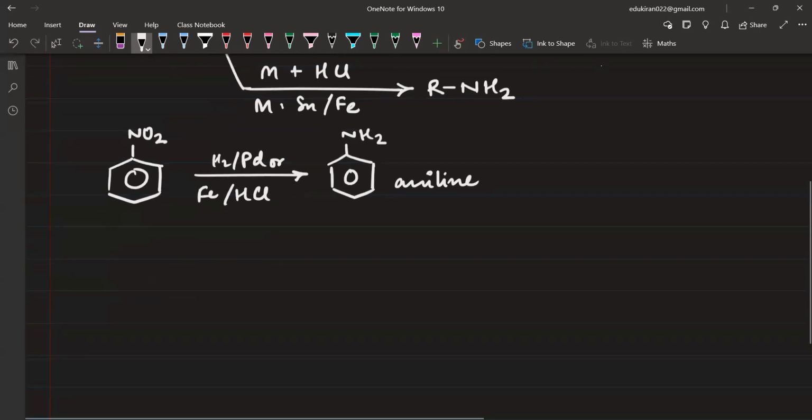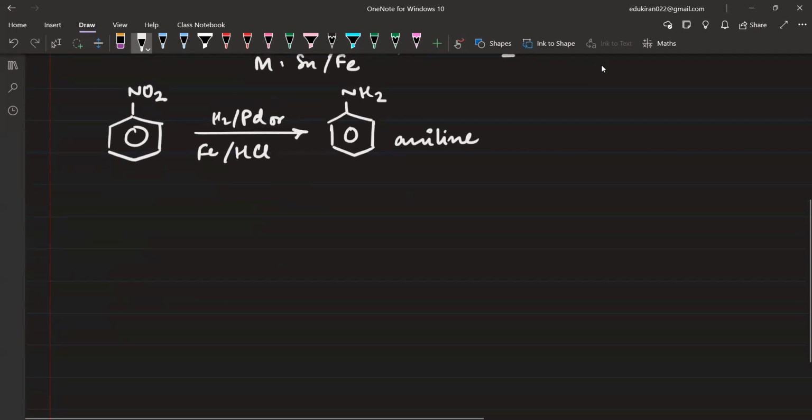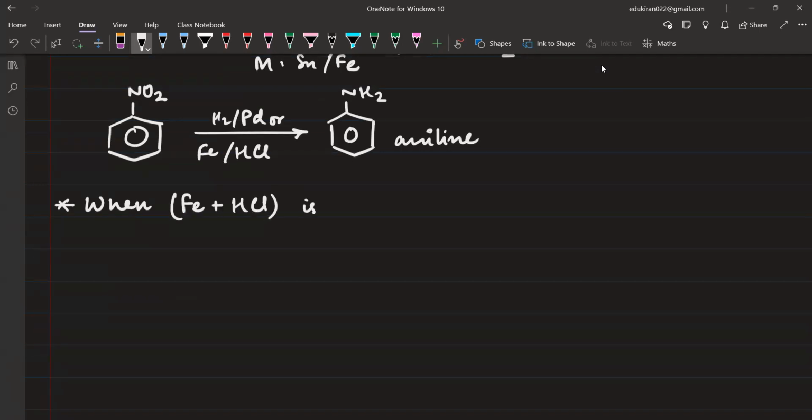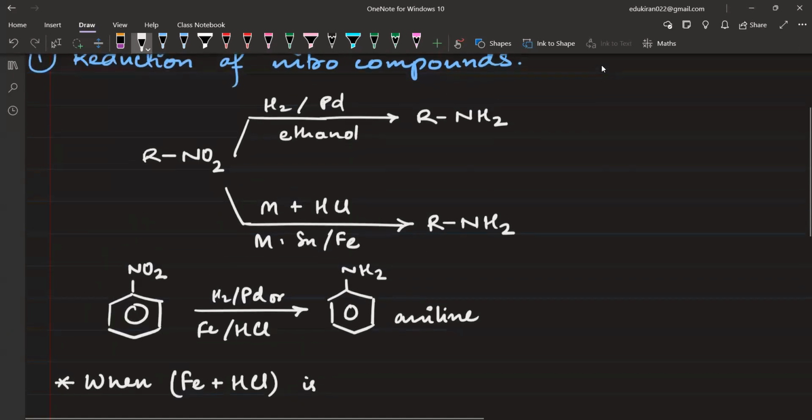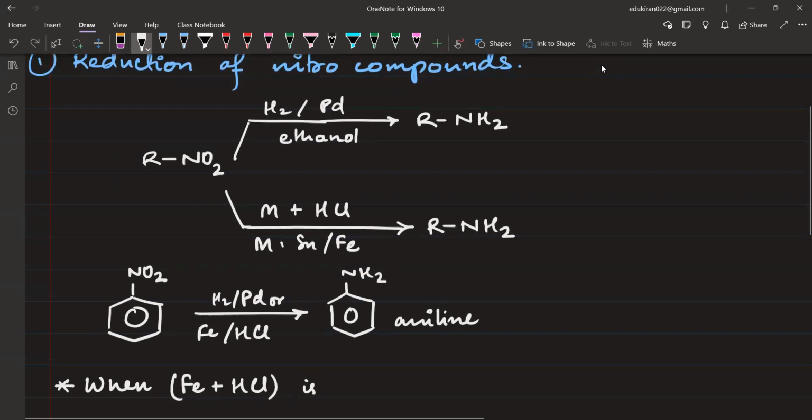Now, see here. There is one point that you will write right here. When Fe plus HCl is used. Sir, can you scroll up? Yeah, sure. Are you writing, Rafa? Did you not attend the amines chapter in C1? No, sir, I did not attend. Okay, then write, write.